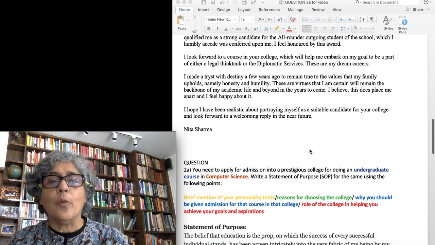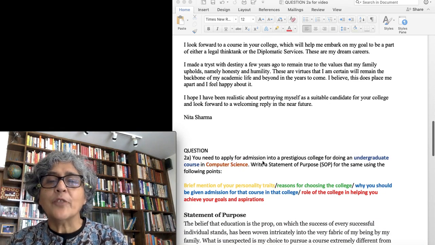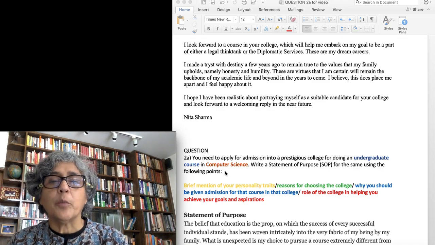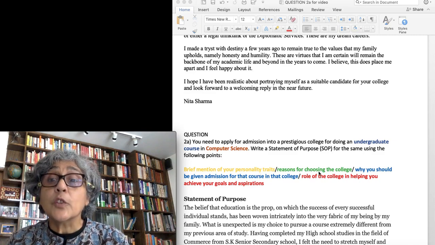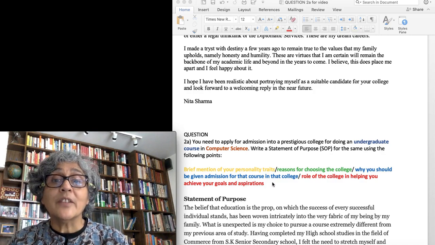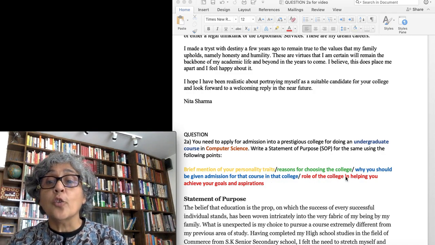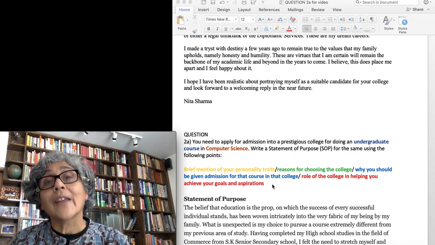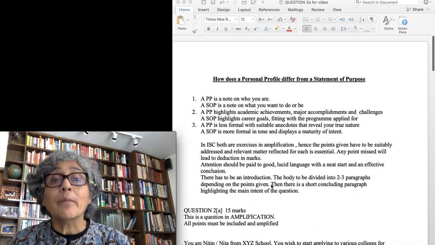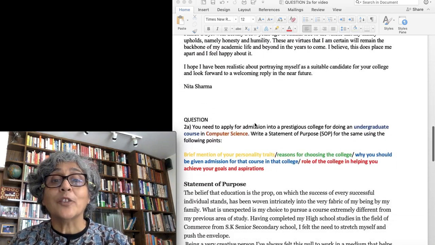Personal profile. Now, question 2a. You need to apply for admission into a prestigious college for doing an undergraduate course in computer science. Write a statement of purpose for the same using the following points. Brief mention of your personality traits, reasons for choosing the college, why you should be given admission for the course in that college, role of the college in helping you achieve your aspirations and goals. Remember what is a statement of purpose? I'm going back to it. A note on what you want to do or be. So you have to highlight your career goals for the program that you're applying for.